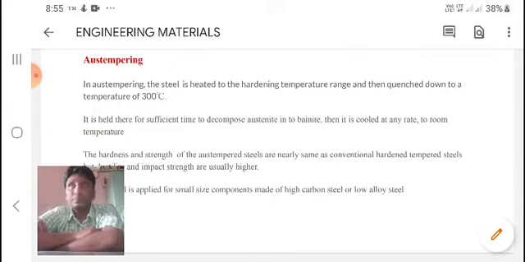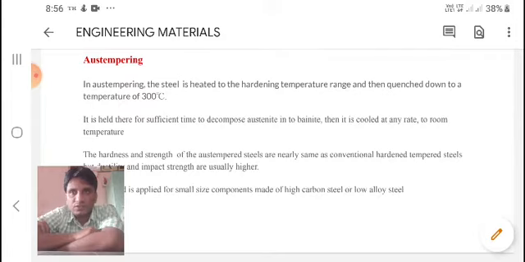And now in this video session we will be discussing OS tempering. In OS tempering, the steel is heated to the hardening temperature and then quenched down to a temperature of 300 degrees centigrade. It is held there for sufficient time to decompose austenite into bainite. Then it is cooled at any rate to room temperature.